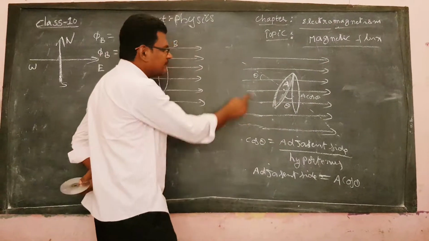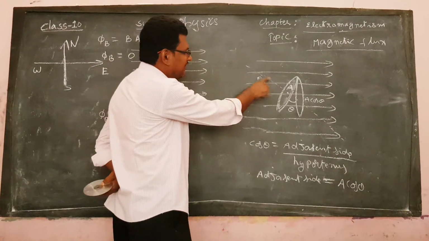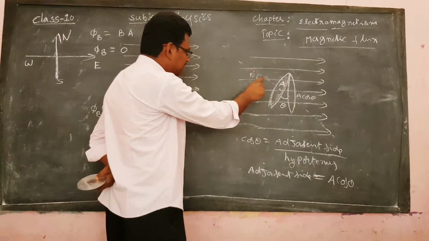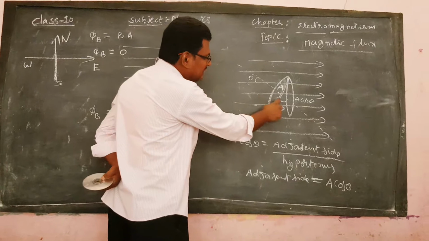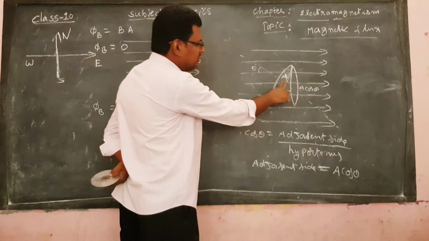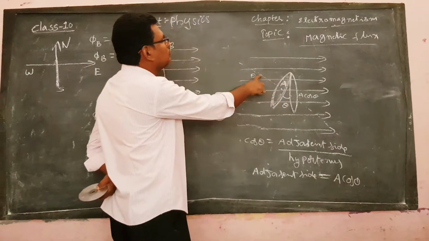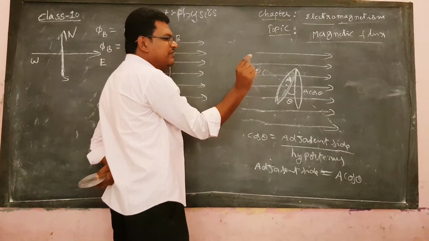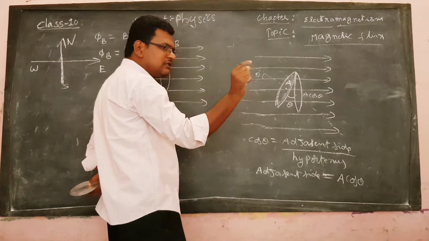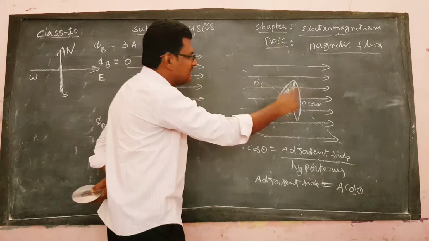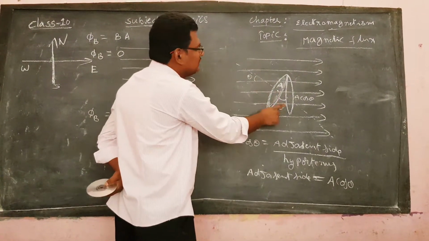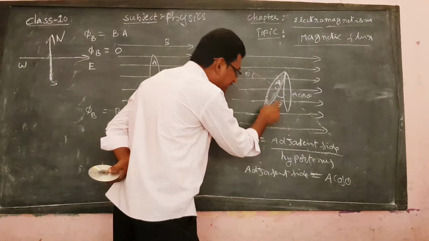Carefully listen here. Here theta is the angle between the magnetic field and the normal to the surface area. If the angle here is theta, then the angle between these two is also theta. Why? Because these two are perpendicular to these two. If the angle between any two is theta, then the angle between their perpendiculars is also theta. That's why the angle between these two is also theta.